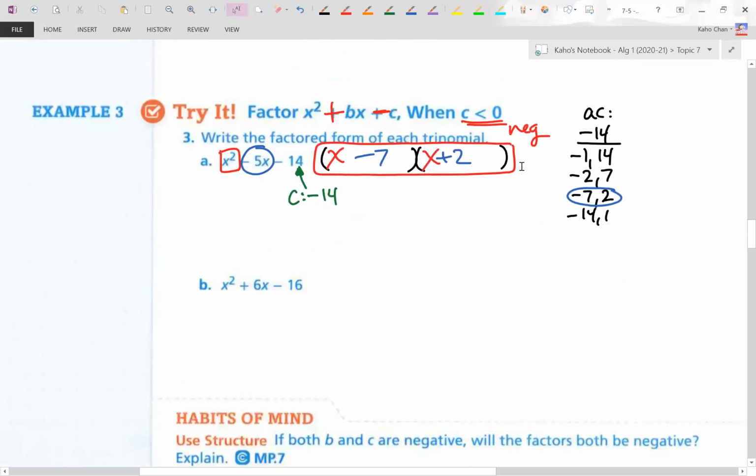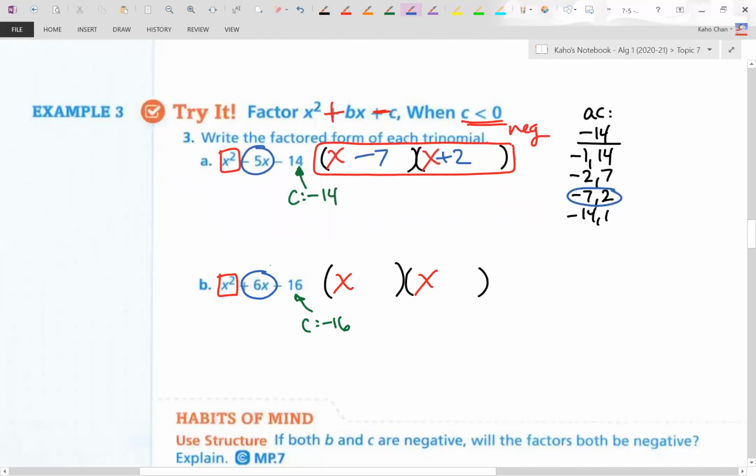Number 3B is next. This is how we're doing today. You're kind of getting the hang of it. I mean, if your factoring skills, meaning your division skills, are not the greatest, you're going to have to brush up on that, of course. Our C value in this case is -16 for number 3B. We're trying to shoot for, of course, +6 this time.